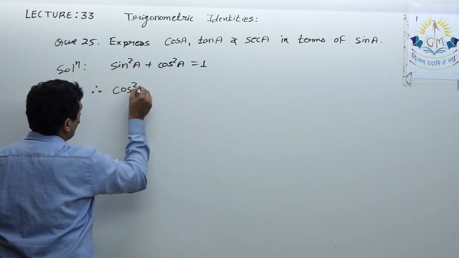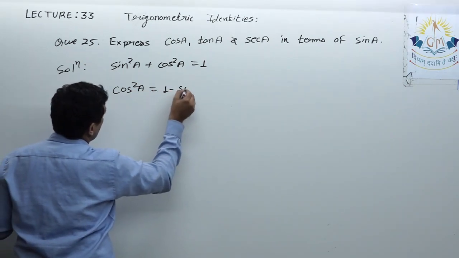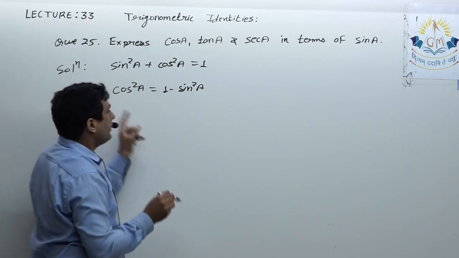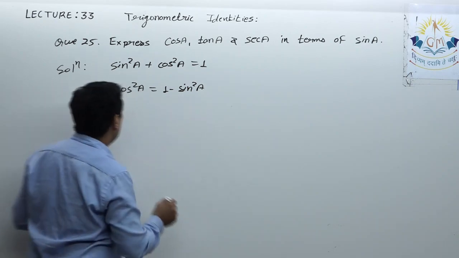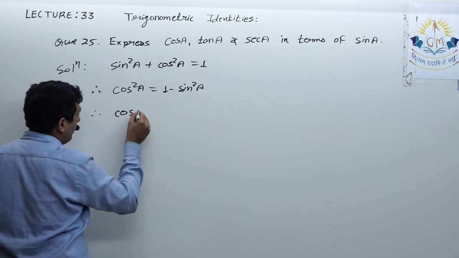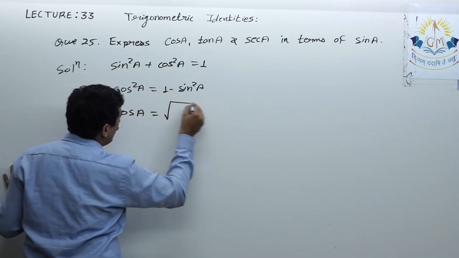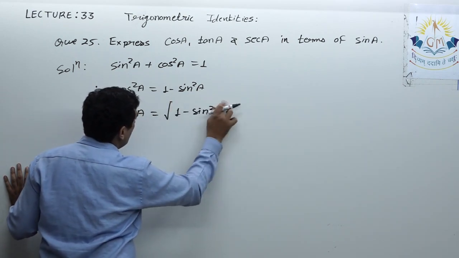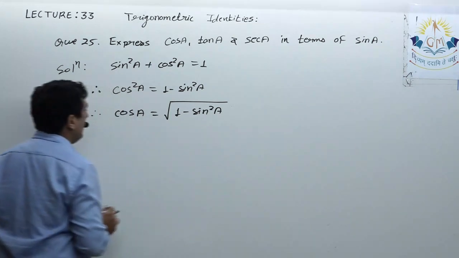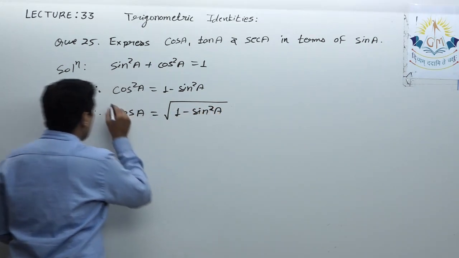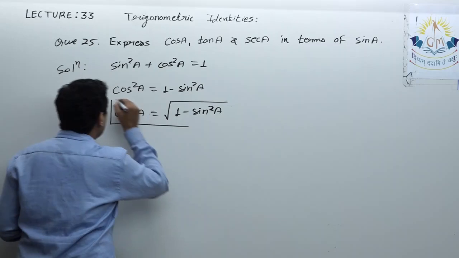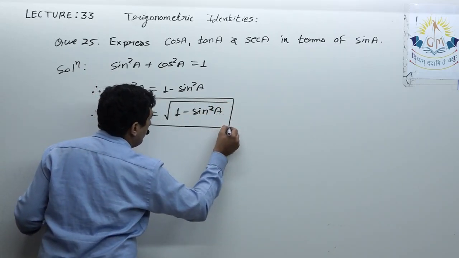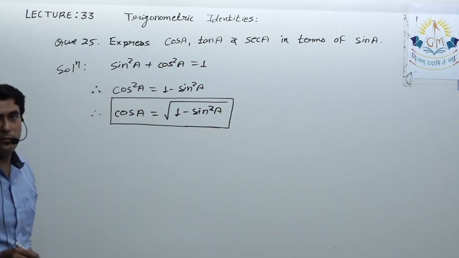So I do write cos square a is equal to 1 minus sine square a. But they are not asking to write cos square a in terms of sine. They are asking cos a. So I will take the square root. So I can write cos a is equal to root over 1 minus sine square a. So here I can say this is the cos a in terms of sine a.